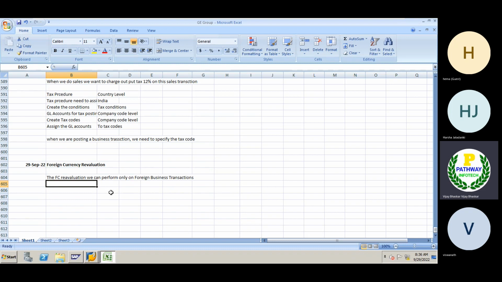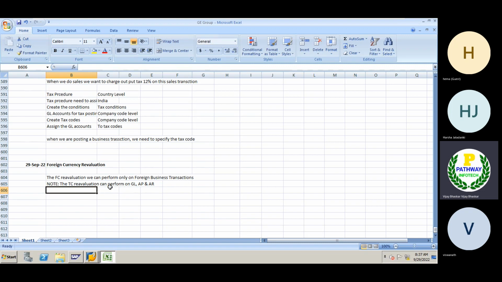Why do we need to run the foreign currency revaluation? Due to the exchange rate fluctuations. Then one more thing: the FC revaluation can be performed on GL, general ledger accounting, accounts payable, and accounts receivable. These are the modules on which we perform the FC revaluation in real time.